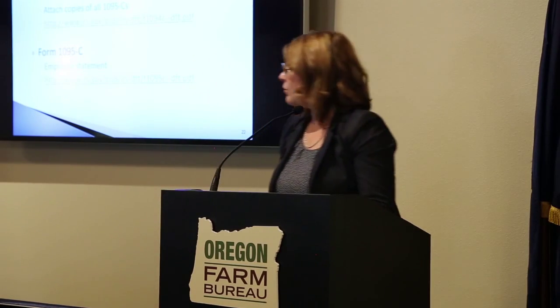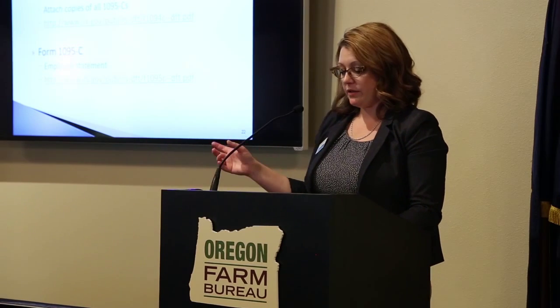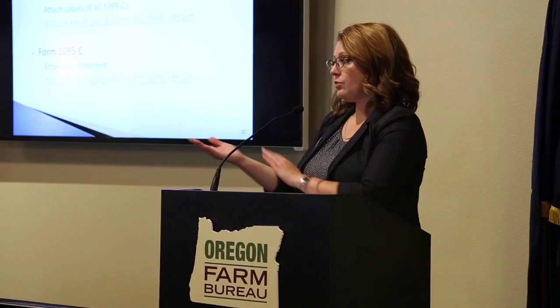Because the way that it works is that there are two reports. One is a Form 1094C, and that's the form that goes to the IRS, and it lists out all of your numbers per month of full-time employees. This is one of the forms they're going to use to come back to you and say, okay, you owe us X number of dollars in penalties.